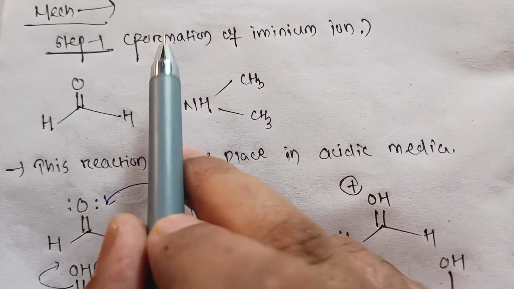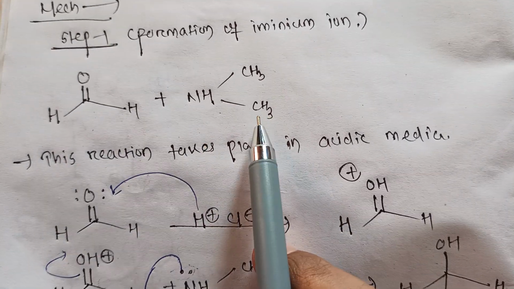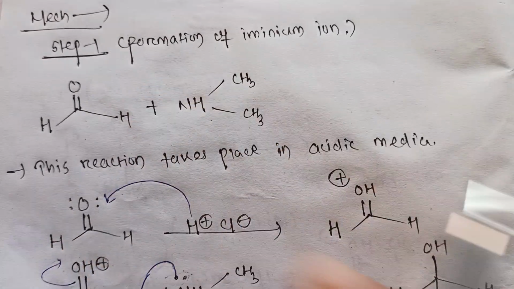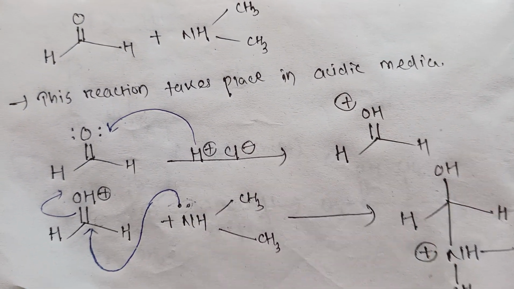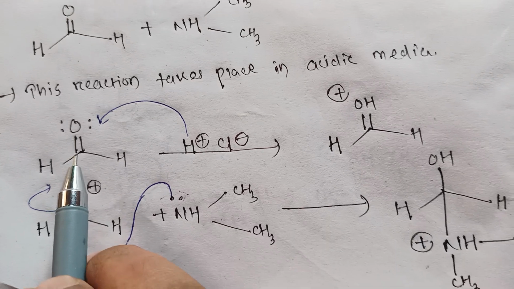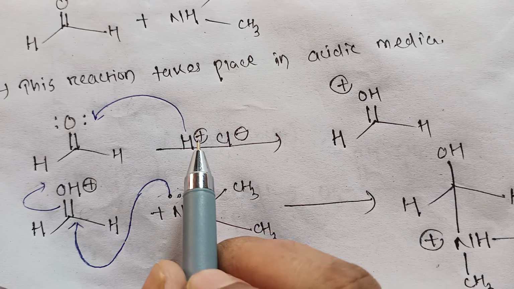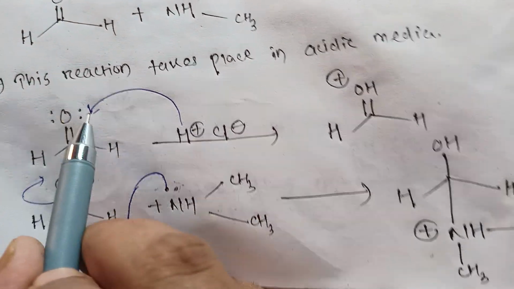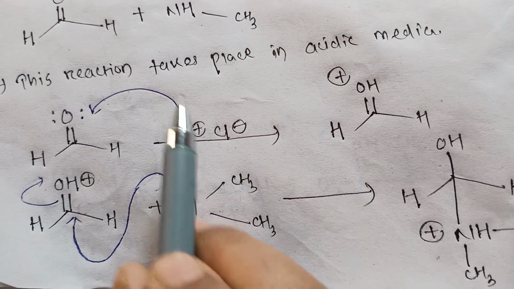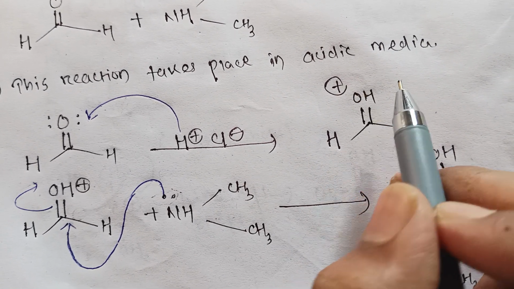In the mechanism, step one is the formation of iminium ion. So this is the structure of formaldehyde and this is the structure of secondary amine. In the first step, this reaction takes place in acidic media, that is we take HCl. HCl will break into H plus and Cl minus. Oxygen has two lone pairs of electrons, so it will attract the hydrogen toward it. As a result, OH positive charge forms, because oxygen lost its electron pair, so a positive charge will be formed on formaldehyde.